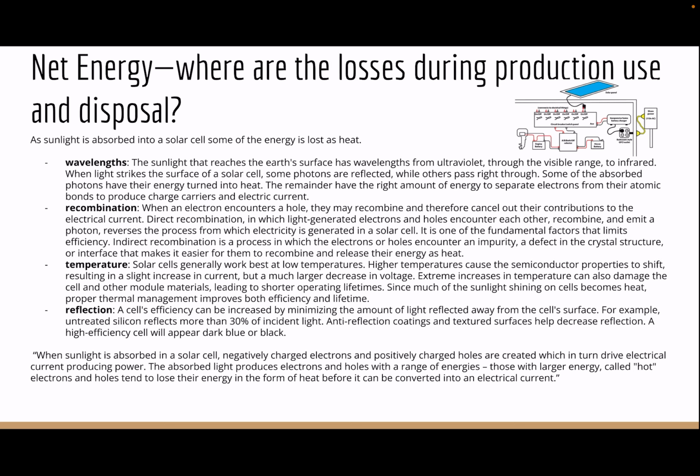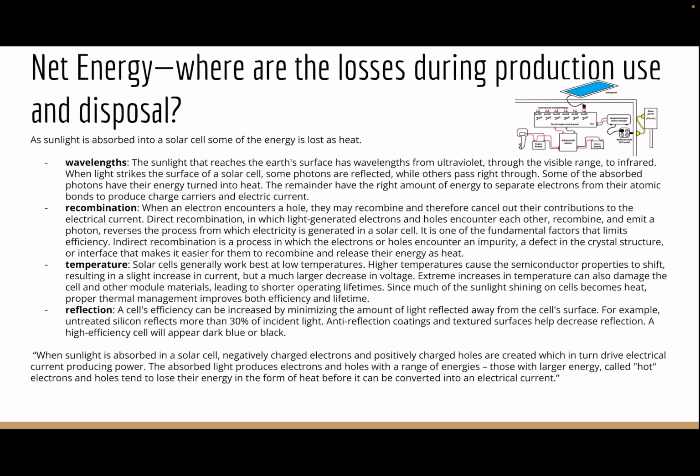So basically, when we're talking about wavelengths, we're saying that there are different types of wavelengths, from ultraviolet to infrared, and when they strike the surface of the solar cell, some photons are reflected, and other photons pass right through it. The ones that are absorbed have their energy turned into heat, which can become a loss. And the remainder is the energy that's separated into electrons, and they can produce an electrical current, which is also a loss in the production.